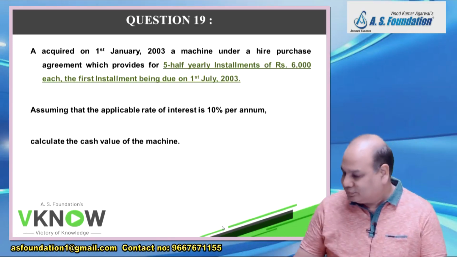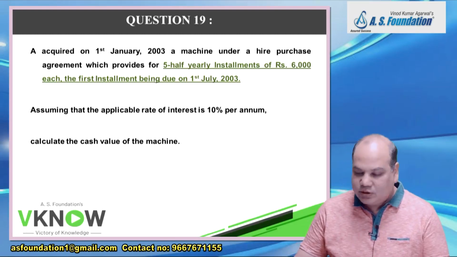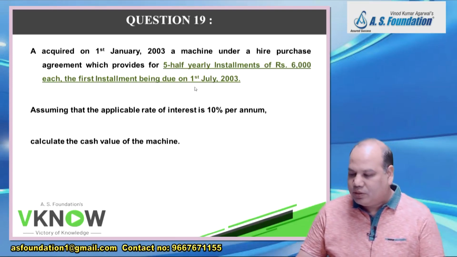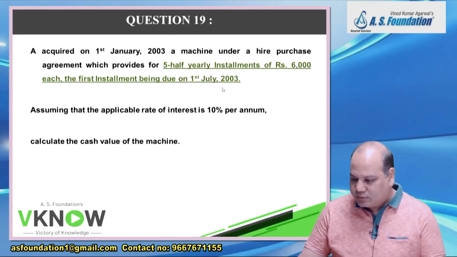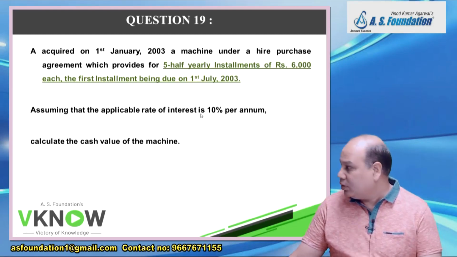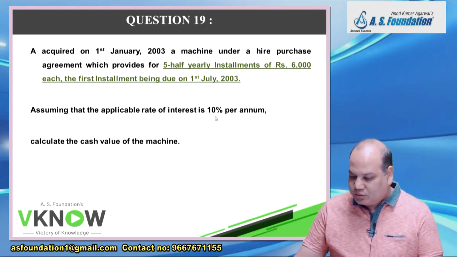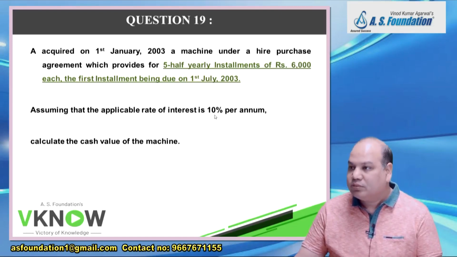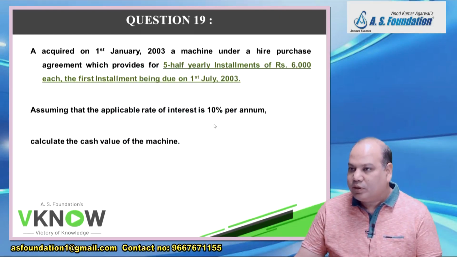Half-yearly, underline. Half-yearly installment of rupees 6,000 each, the first installment being due on 1st July 2003. Assuming that the applicable rate of interest is 10% per annum, calculate the cash value of the machine. 10% per annum. For 6 months, what will be the rate of interest? 5%.